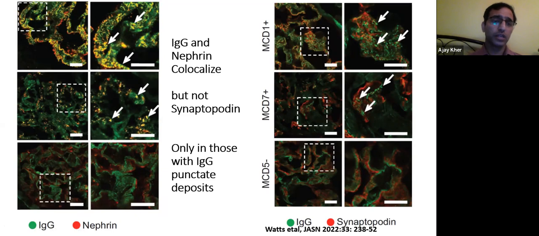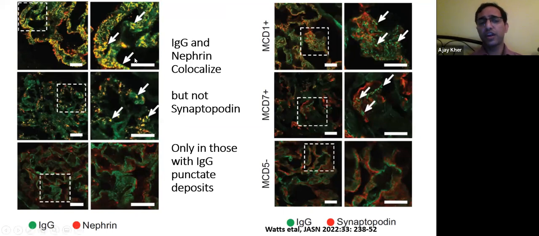And so what they're showing on the first panel on the left is these yellow lines in the glomeruli, and the arrowheads are where the IgG and nephrin are co-localizing. And so that's what they're talking about. On the right is synaptopodin, which is a podocyte protein. And what they're showing is that it is not that it is just IgG co-localizing with any random podocyte protein. It is specific to nephrin.